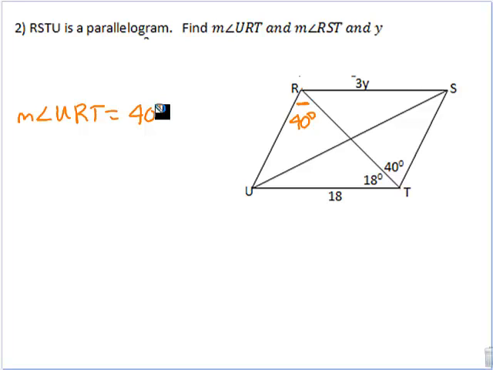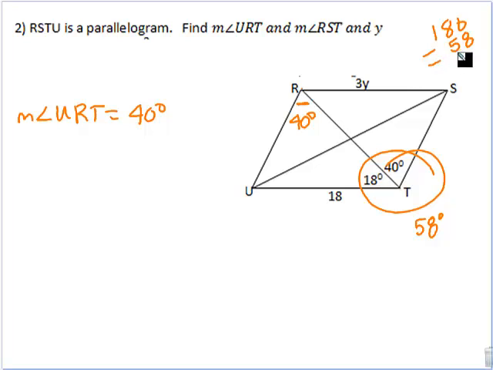Now, can't you add 40 and 18? We could add 40 and 18, and that would give us this whole angle T here. And then we would subtract that from 180. So what would be 40 and 18 together? 58 degrees. So then to find this angle S, we'd have to do 180 minus 58. 122 degrees. So the measure of angle RST is 122 degrees. Clearly this is not drawn to scale for a parallelogram. That's fine.